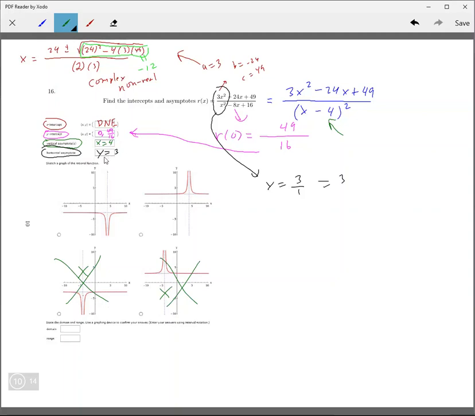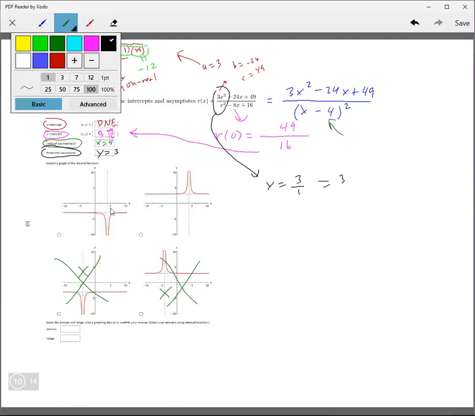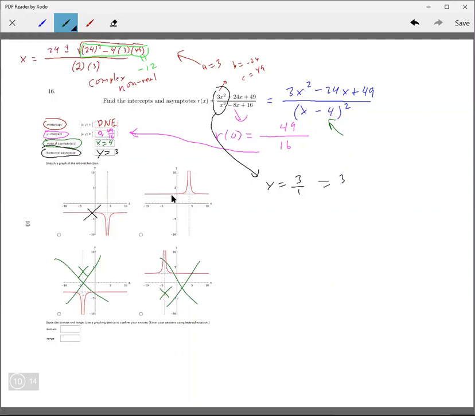And then the horizontal asymptote's at 3, so that means that this one can't be it. This one can be. So it basically has to be this one here. And also it's intersected at 0, 49 over 16, so that's fine. This is slightly above y equals 3. This is slightly more than 3, 49 over 16. Okay, and then domain and range.